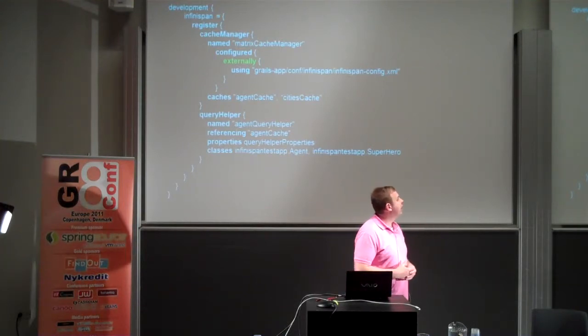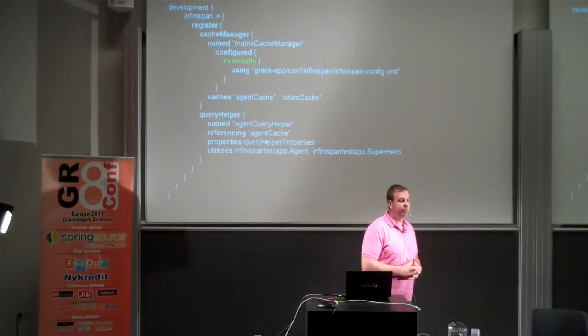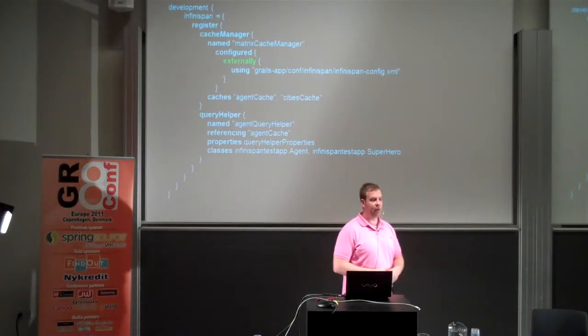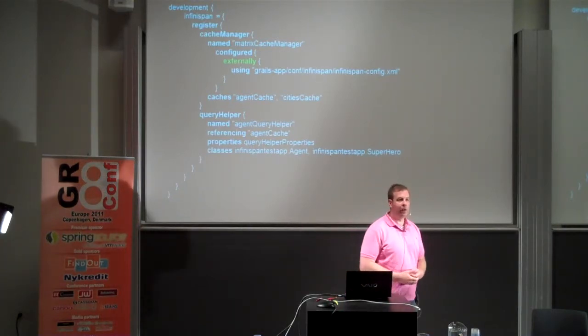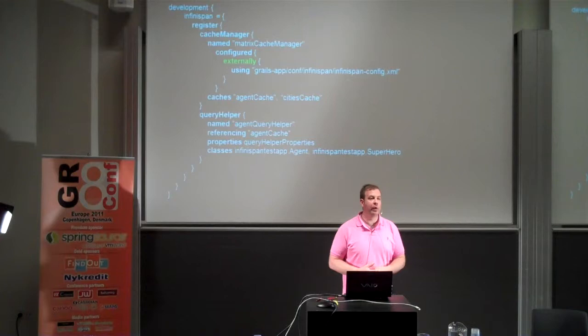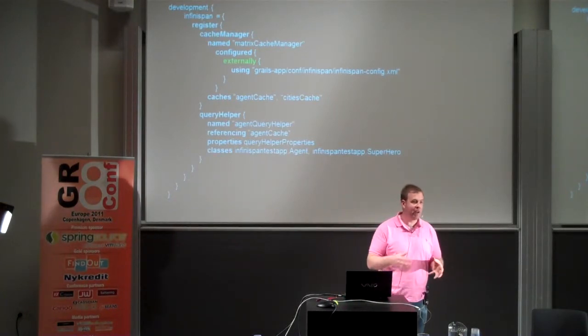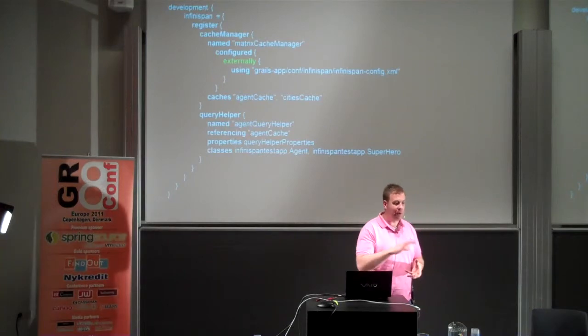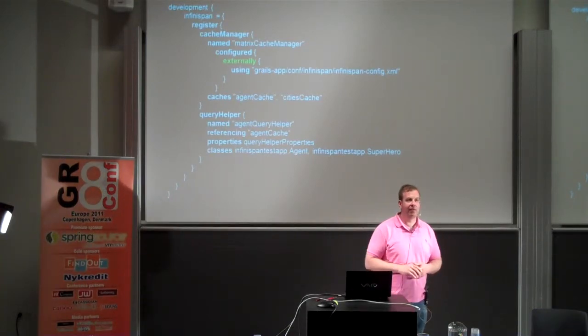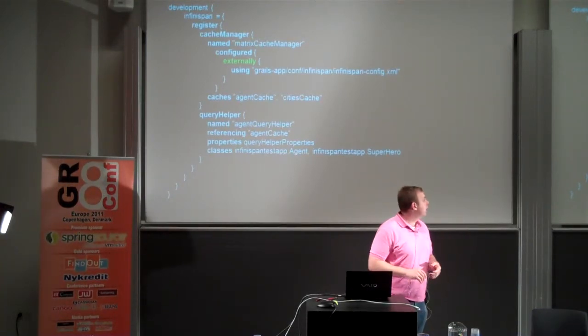Register cache manager, named matrix cache manager. It's configured externally. In this case, we'll give it a file. So for most of what you do in Infinispan, the configuration is determined by file or programmatically, but the API is pretty much the same from that point on.